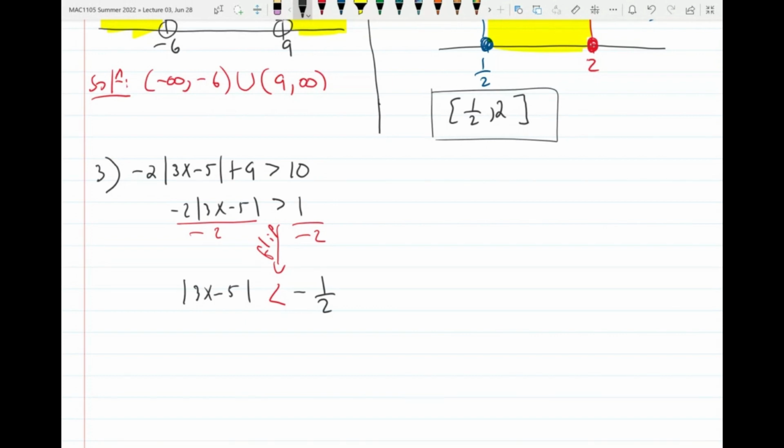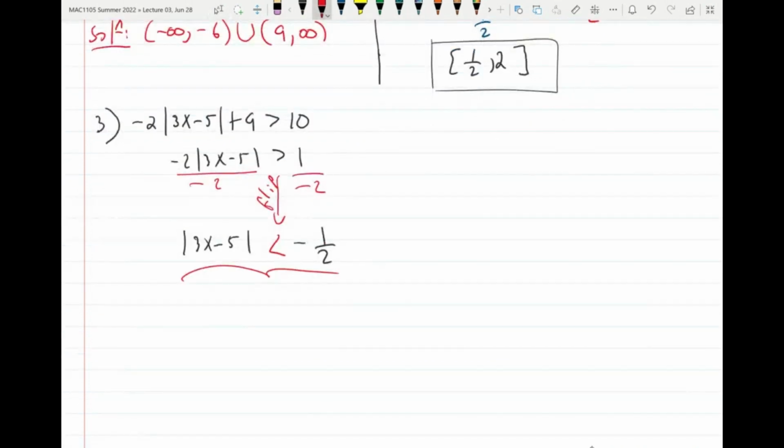You know the stuff on the left is always positive, or 0 at best, right? So I should say at worst. At worst, this is 0, and if not, it's going to be positive. There's no way this can be less than negative half. Does that make sense? So there's no solution. No matter what x you throw in here, you're not going to get something that's less than negative half. So no solution. So this is always false. So, no solution.